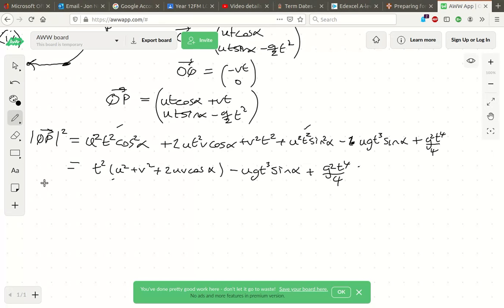Now we're going to do the same approach again. We're going to differentiate that with respect to t, and we're going to get 2t, and I can just leave this in brackets because it's just a horrible constant, but it is constant. And then this is going to be really similar to what we had before.